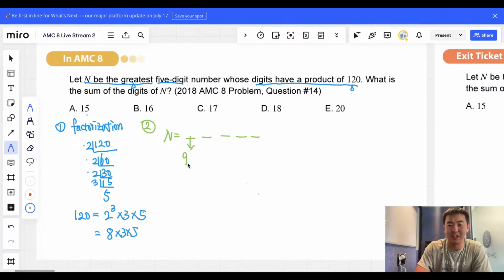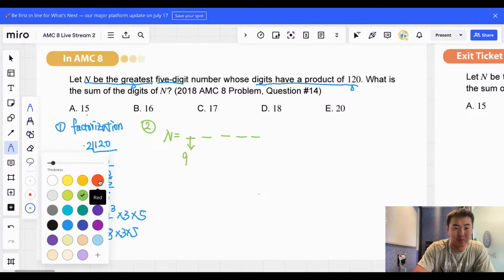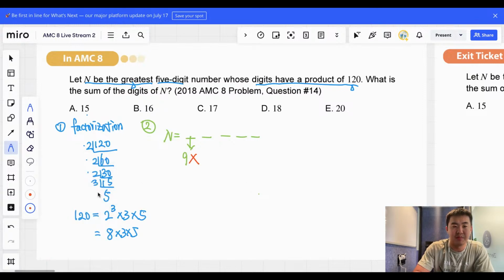Now, consider 9. We need these digits to have a product of 120. In other words, the number appearing in a digit must be a factor of 120. So is 9 a factor of 120? That's why we need the factorization step. 9 doesn't appear among these numbers, so we know that 9 cannot work here. Let's put a red cross next to it, so 9 is eliminated.